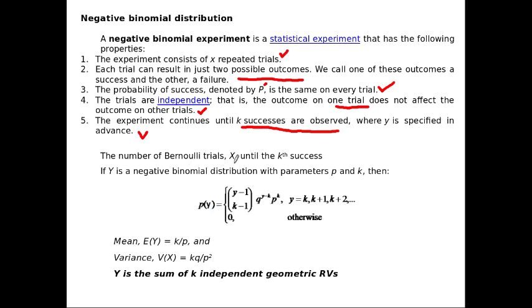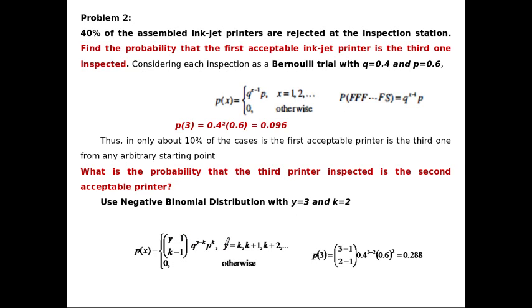The number of Bernoulli trials y until k successes, if y is a negative binomial distribution with parameters p and k, is given as P of y equal to y minus 1 combination k minus 1 q raised to y minus k and p raised to k. So, p raised to k is nothing but the k successes, and q raised to y minus k is nothing but the failures. Here y equal to k, k plus 1, k plus 2 and so on. The mean is calculated as k divided by p, and the variance is k into q divided by p square. So, let us solve the problem.